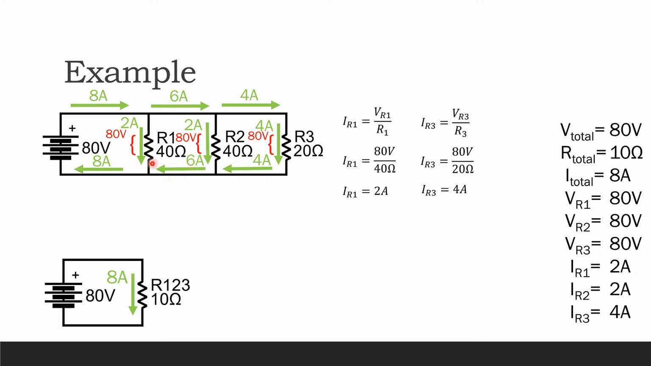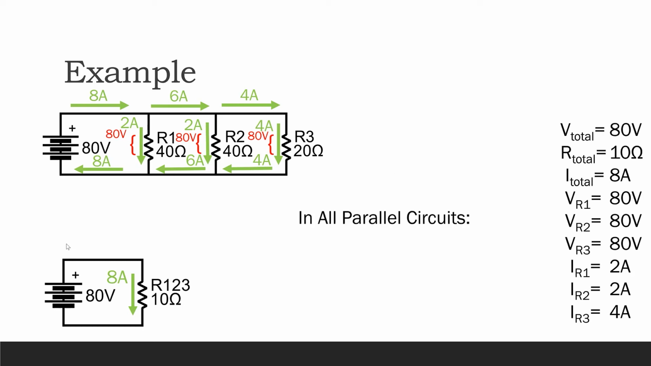Then this 6 amps meets up with the 2 amps that were flowing through R1, and when they combine, they create the 8 amps that we knew was going to be flowing back into our power supply. So that's how the current flows around this circuit. Now let's take a look at this circuit and see what we can notice about it.